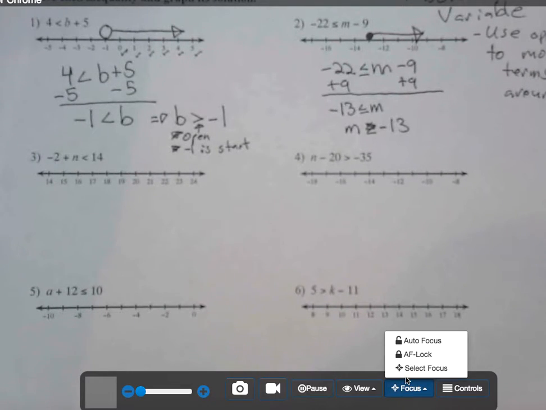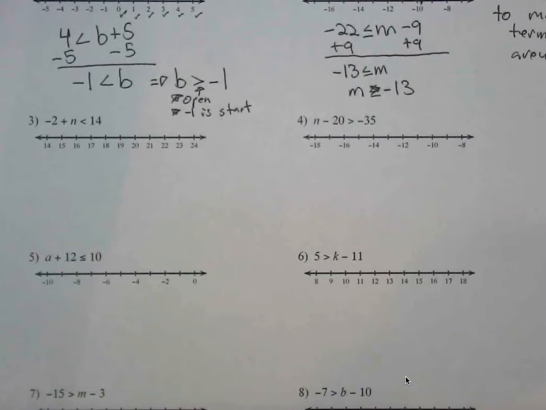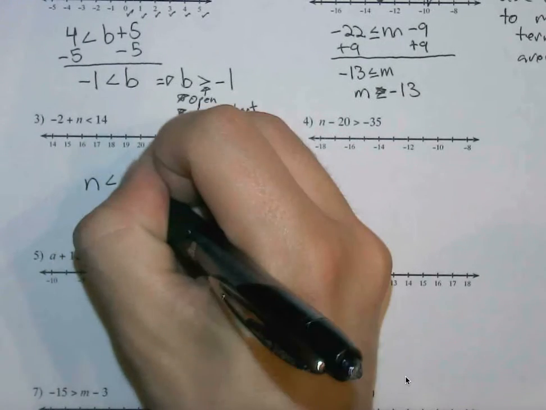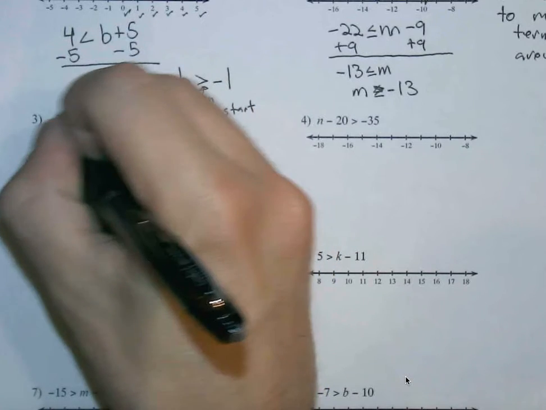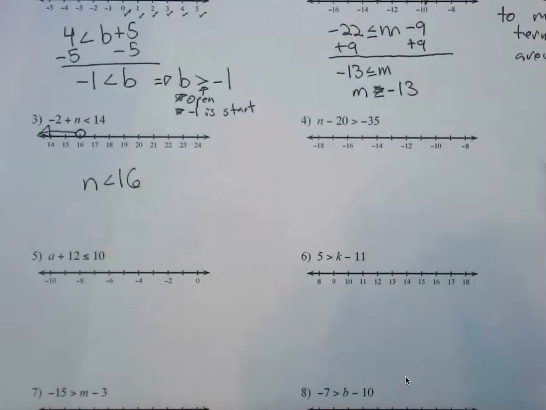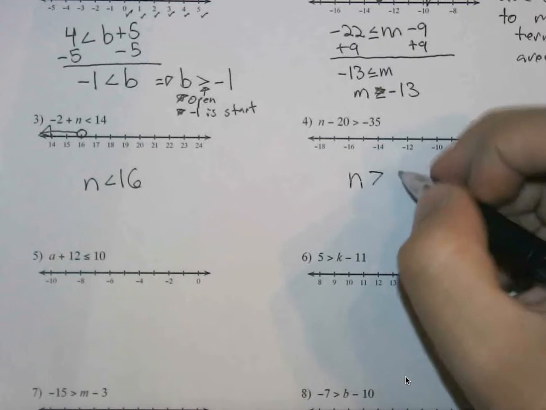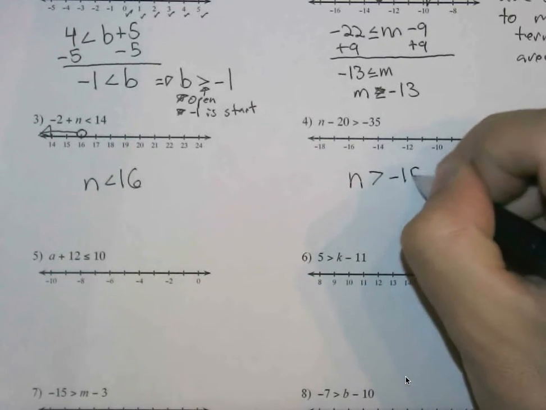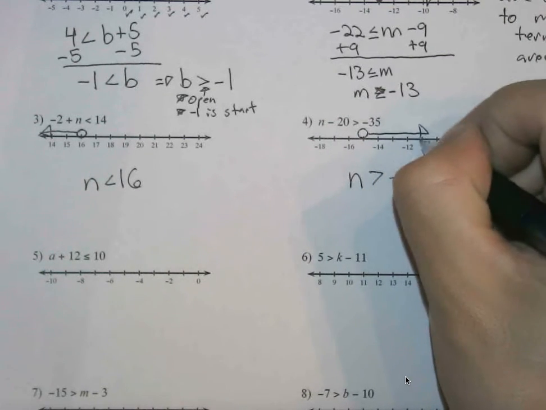So we've got these 4 set up here. I'll cruise through these, won't waste too much of your time. We can eventually have n where it's less than 16, open circle on 16, sketch that arrow to the left. We add 20 to both sides. N is going to be greater than -15, open circle on -15, and values to the right.